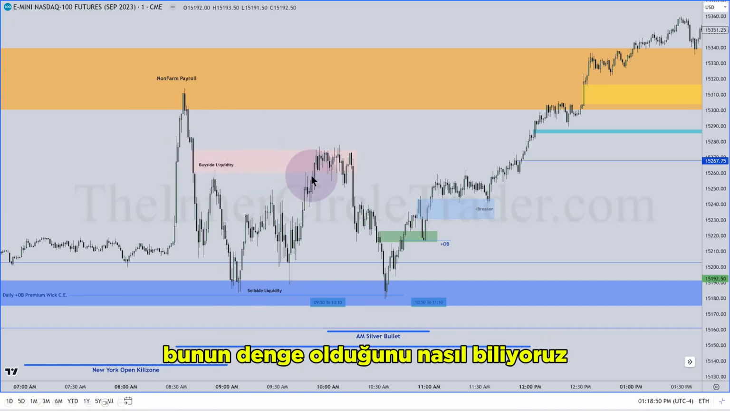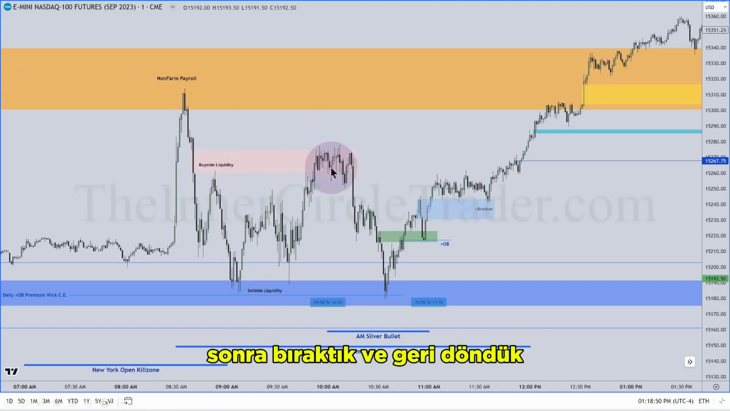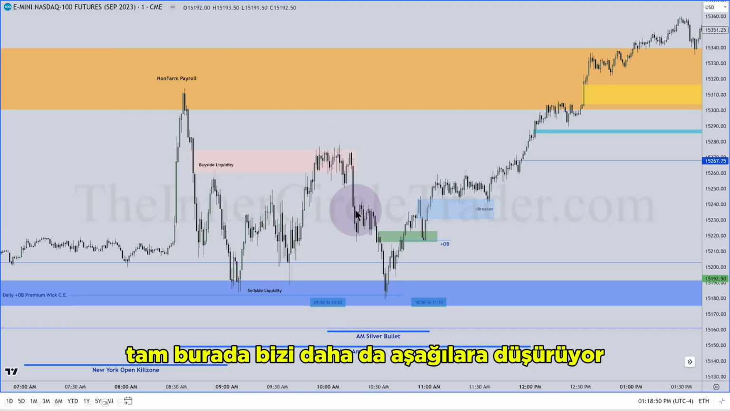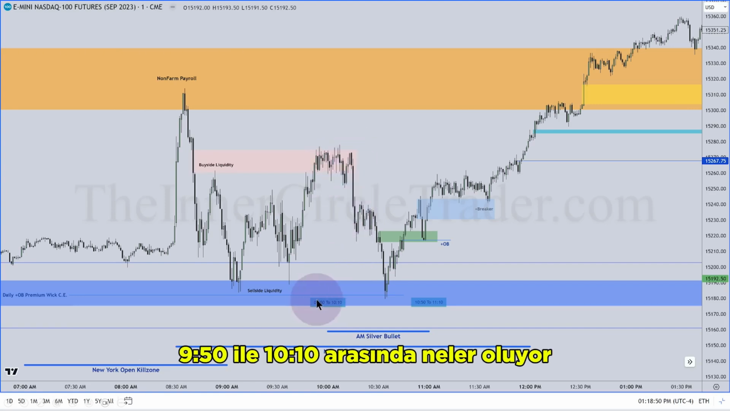How do we know that's balanced? Because we work back and forth in it, then we left it, went back in, all the bodies are staying inside of it. It's respecting that. That's narrative. This right here sees us drop lower. What's occurring at the 9:50 to 10:10? It's already worked in this liquidity. What is it going to deliver next?